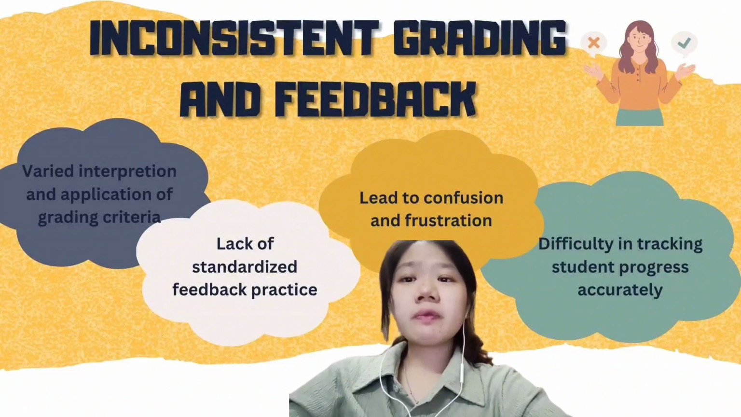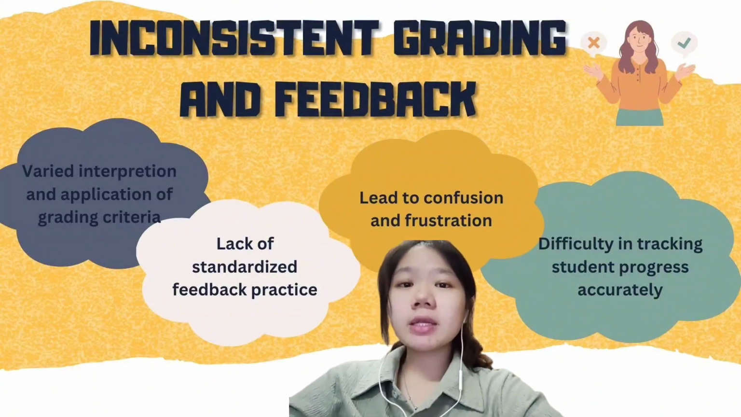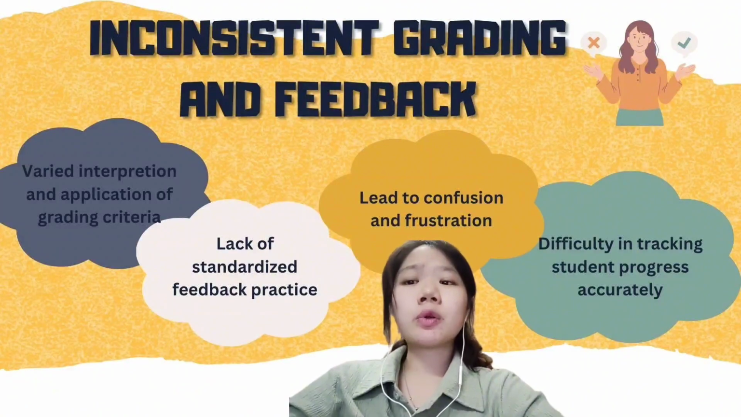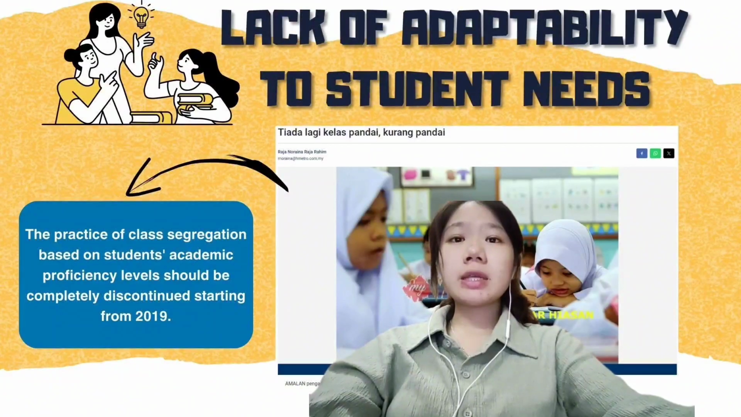Clear, standardized feedback is essential for students to understand where they can improve and how to align with the education goals. Besides, inconsistent grading makes it difficult to track student academic growth and determine whether their progress is aligned with the curriculum goals. Next, the weakness of the teacher competency issue is lack of adaptability to student needs.